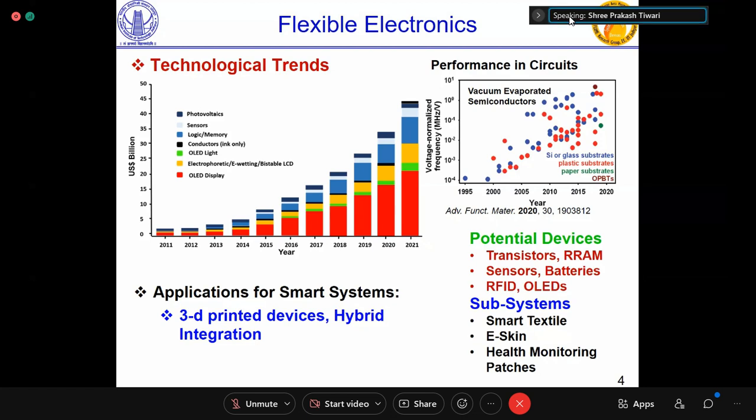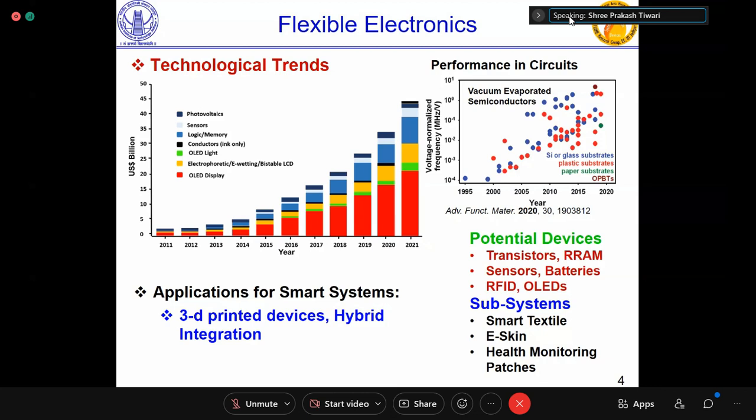Now, application for smart systems, how can this technology be applicable, which is based on essentially solution process materials, or materials which can eventually be solution processed? Then there the 3D printing technology also finds a place where you can say 3D printed devices can be demonstrated, where source, drain, gate, everything can be done by printing. And hybrid integration, where devices coming from various technology you can embed together. And what could be these potential devices? Obviously, transistors could be there, resistive random access memories could be there, sensors could be there. Even you can talk about batteries, which can be printed.